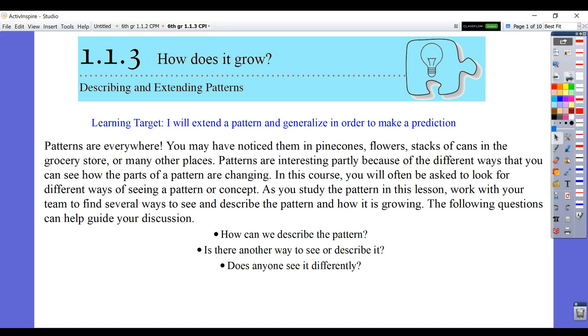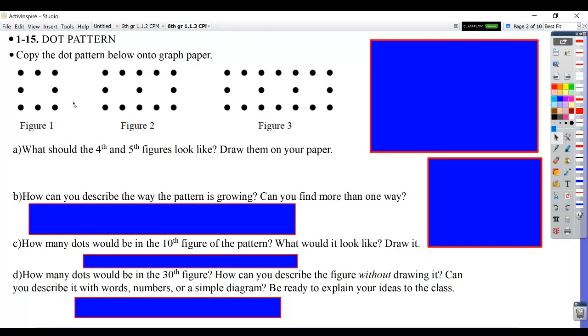All right. So what we're going to be starting with is this dot pattern. They want you to start by copying this dot pattern onto graph paper, and then they want you to be able to look at the pattern and figure out what the fourth and fifth figure would look like. As you do this, one thing that might jump out to you is that you always have the same 3 dots here on the end.